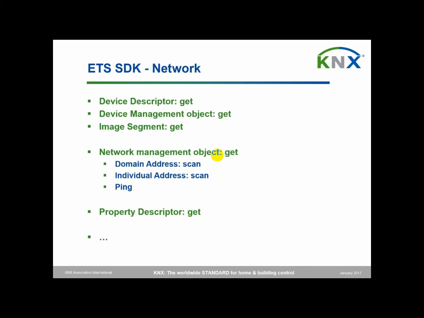Network-related data, like the device descriptor. Here it's limited to getting the information. The device management object is also limited to getting the information, so you cannot set it, that's what I mean. The image segment is also accessible. With the network management object, for example, you could scan the domain address, scan for individual addresses, ping devices, etc. The property descriptor follows the same principle. This is also data that you can get but not set.